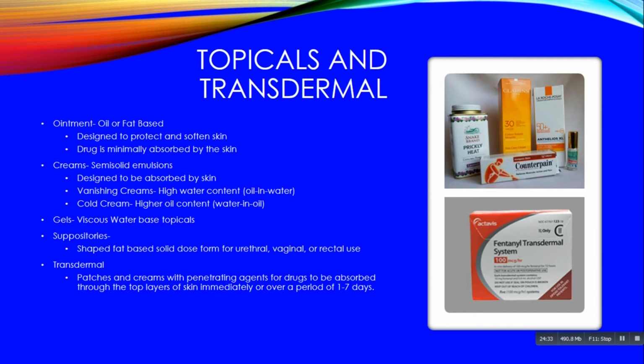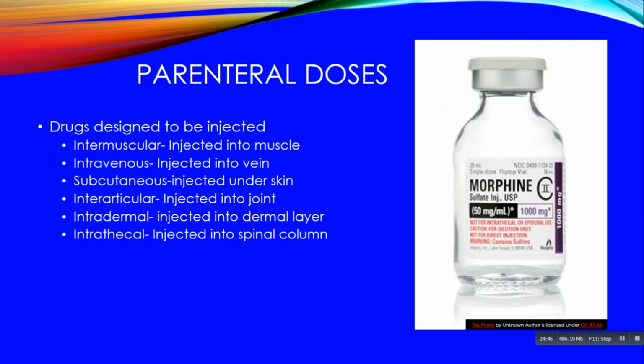Parenteral doses are designed to be injected, and there are 6 different types of injections available. So you can do intramuscular, which is injected into the muscle itself. Intravenous, those are going to go directly into a vein. Subcutaneous, underneath the skin. Intra-articular, so you can put them directly into a joint. Hyaluronic acid, for example, is an example of that.